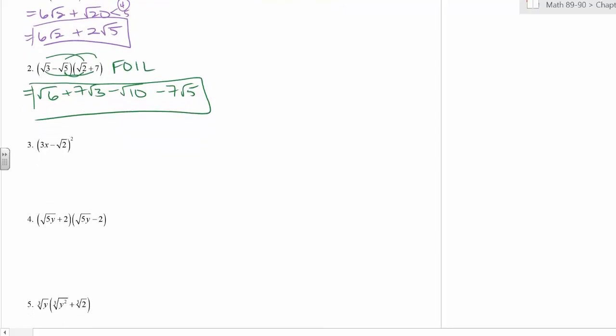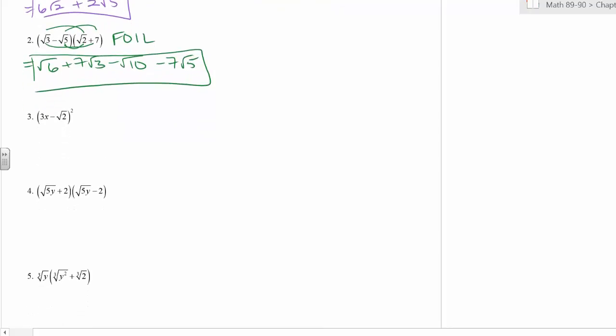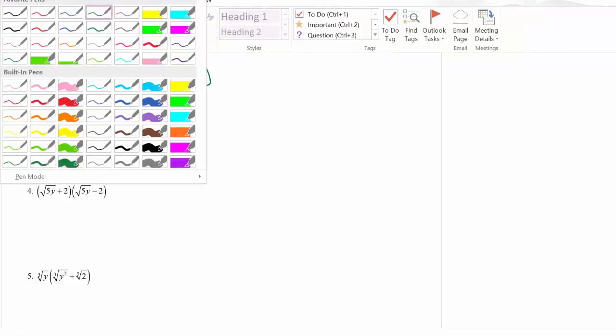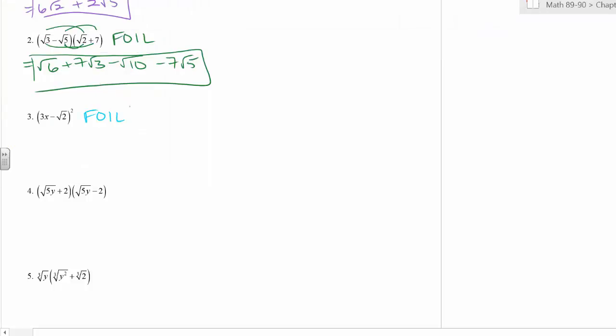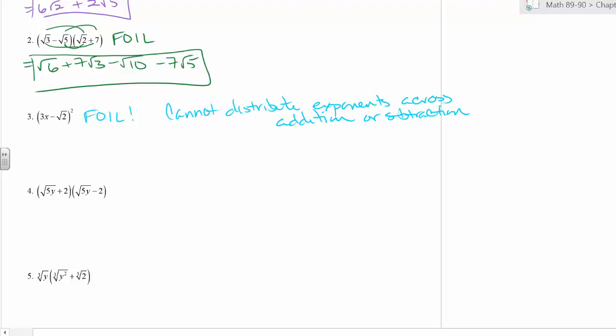All right, number 3. 3x minus the square root of 2 squared. So this is another FOIL problem. Don't make the rookie mistake. You cannot distribute exponents across addition or subtraction. So that means you have to rewrite this 2 times. So you get 3x minus the square root of 2 times 3x minus the square root of 2.